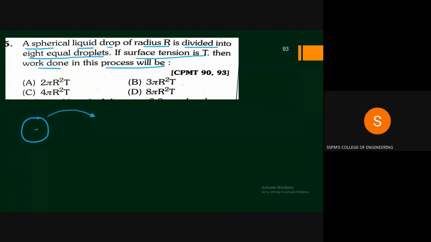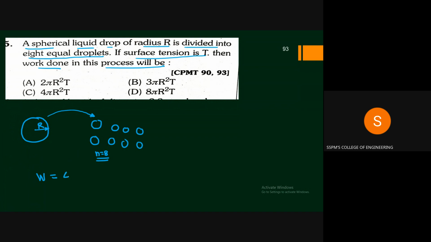So this drop has the radius capital R. It is divided into 8 number of droplets. So here n is equal to 8, having the equal radius. So what is the work done? There is a direct formula when a bigger drop is converted into smaller droplets.